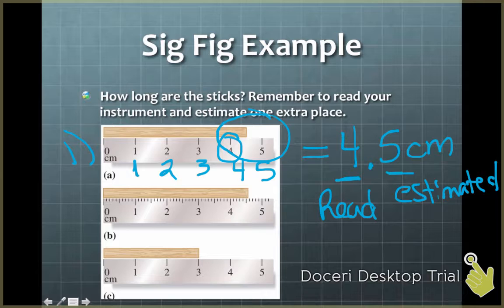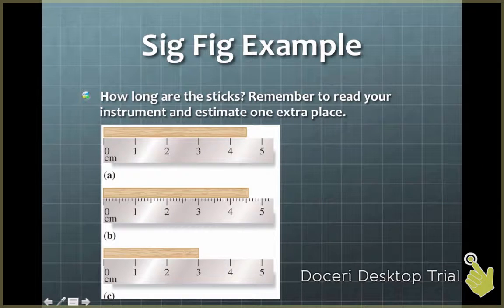Okay, so now let's look at the next example. This one is a little bit more difficult for you guys to see. Again, we write down everything that we can read and we guess one more. So this is the same exact stick from earlier. We still see the 4, and not only do we see the 4, but we can now see the tens places.